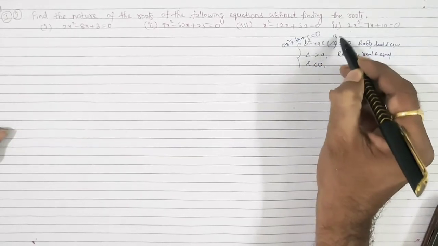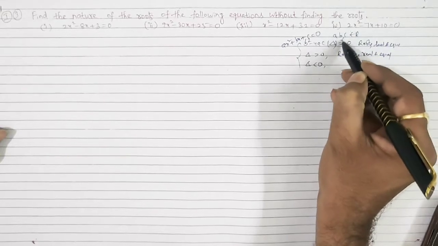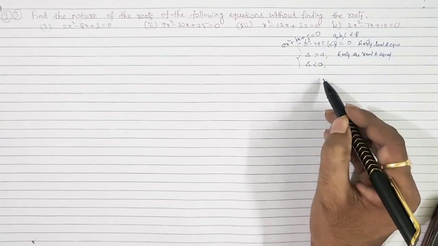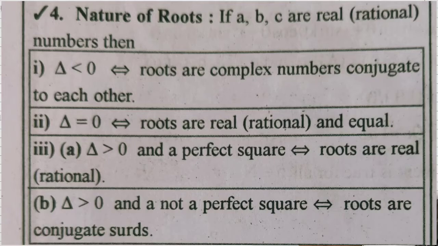is equal to 0, if a, b, c are real numbers, then these conditions are applicable. If a, b, c are rational numbers, then the b square minus 4ac value, if it is equal to 0, then roots are rational and equal. And if delta, that means b square minus 4ac value is greater than 0, then roots are rational and unequal. And also here the condition is delta must be a perfect square.